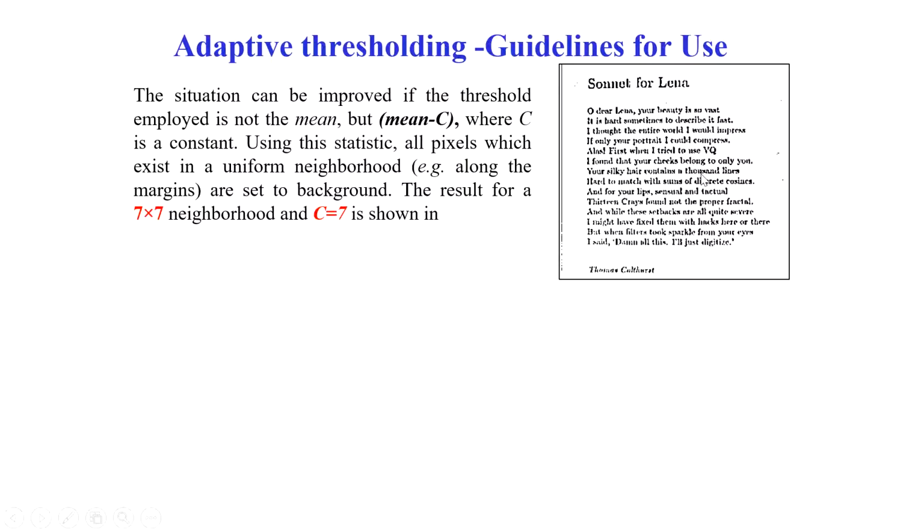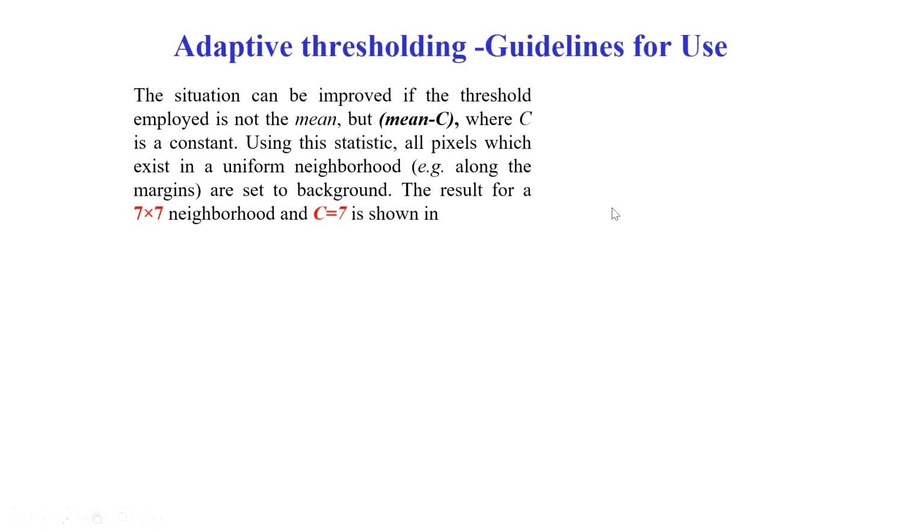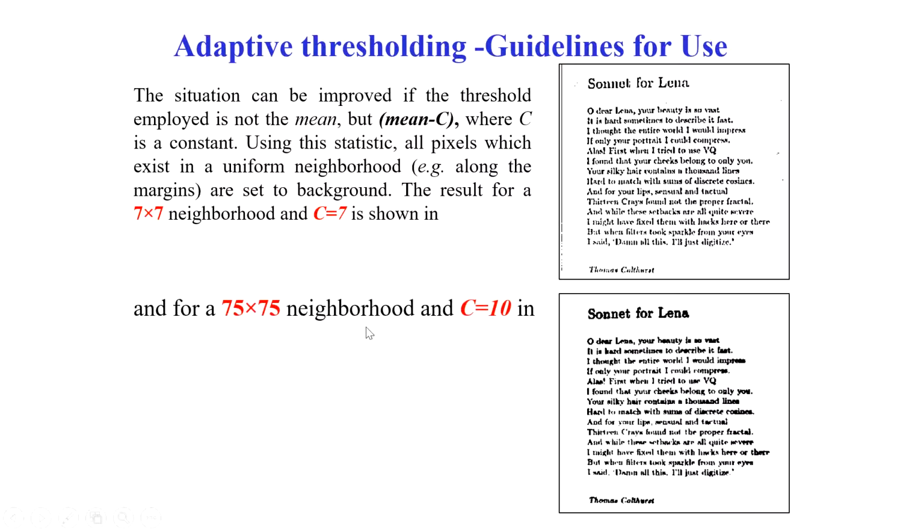In contrast with the previous image here, if you rely on the mean, the foreground and background are separated quite well, but the background is highly contaminated with noise. In contrast, if you use the mean minus C, you will have a very nice background, and at the same time you're able to highlight most of the area that belongs to the foreground. If we use a different dimension with different C, this is the result.